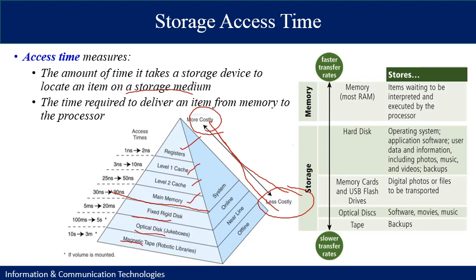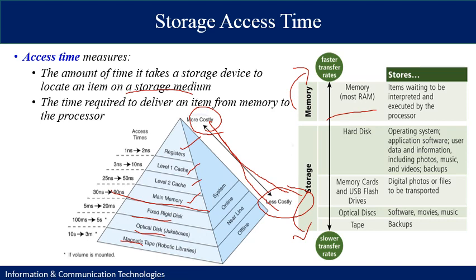So from a general perspective, memory usually is a fast transfer device. On the other hand, storage is a slow transfer device. In the memory, we usually refer to the RAM, which contains the items waiting to be interpreted and executed by the CPU. Then the memory information is transferred to the cache, which is transferred to the registers, and registers are directly accessible to the CPU.